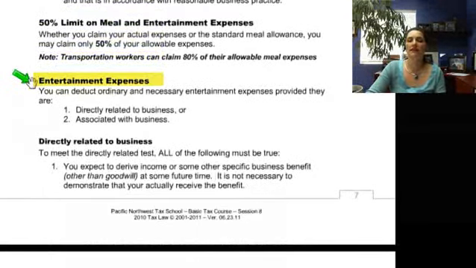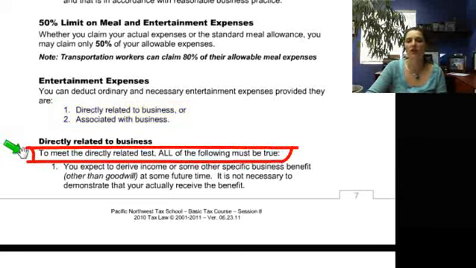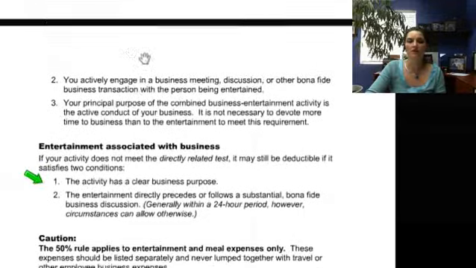The next topic of the day is entertainment expenses. You can deduct ordinary and necessary entertainment expenses provided they are directly related to business or they are associated with business. So what does directly related to business mean? To meet the directly related test, all of the following must be true. You expect to derive income or some other specific business benefit other than goodwill at some future time, but it is not necessary to demonstrate that you actually received the benefit.